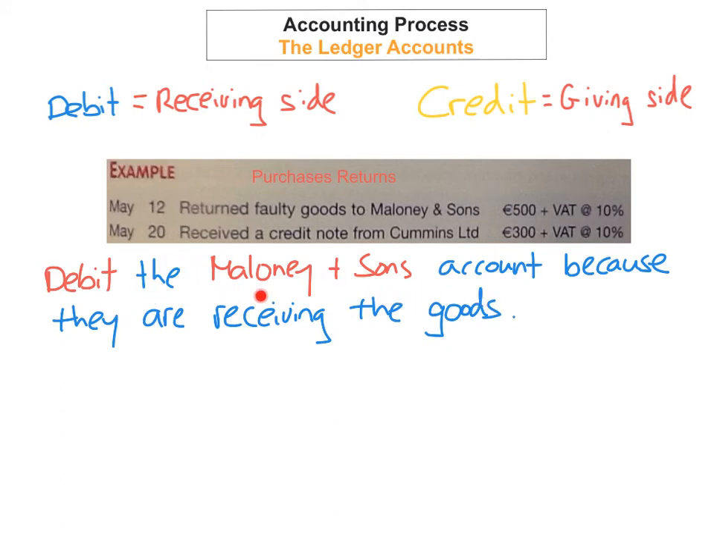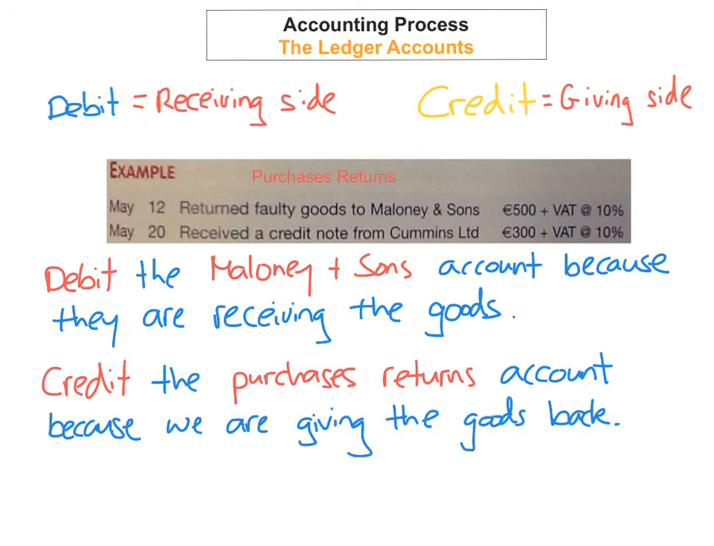Okay, who's going to be the giving side? Who's given the goods now? Well, what's happening is we're going to say we credit our purchases returns account because we are giving the goods back. Okay, we are the giver. Okay, so I just wrote that in. So we're going to credit our purchases returns account because we are giving the goods back.